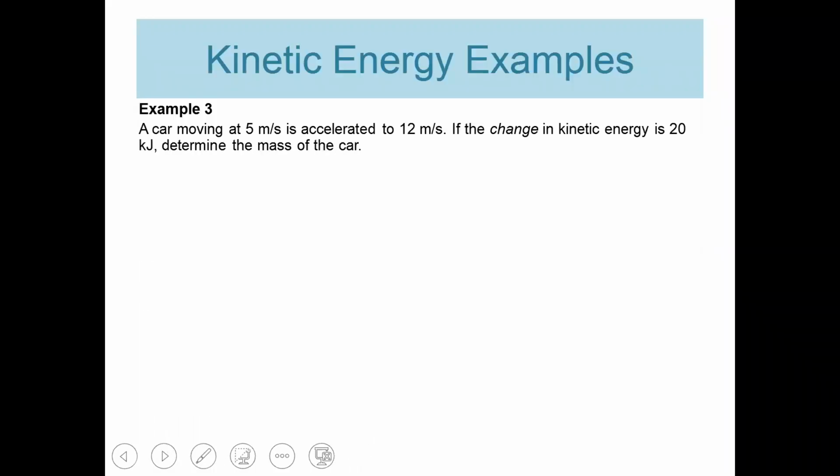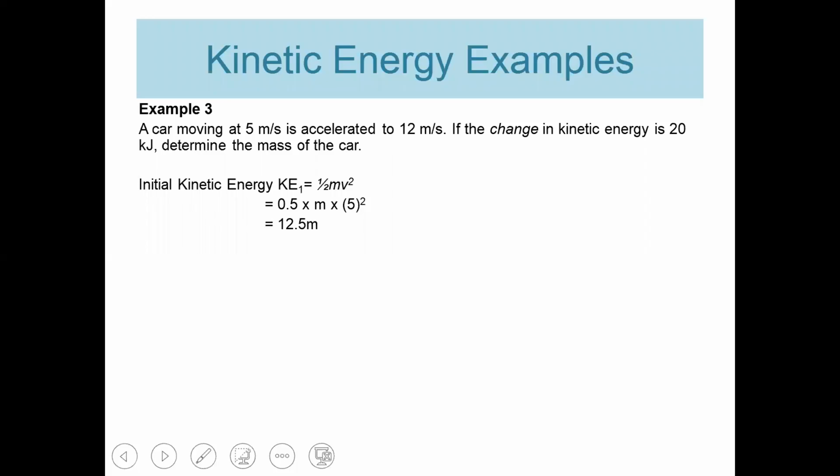Okay, so a car moving at 5 meters per second is accelerated to 12 meters per second. So we're given the change in kinetic energy to be 20 kilojoules, and we're asked to determine the mass of the car.